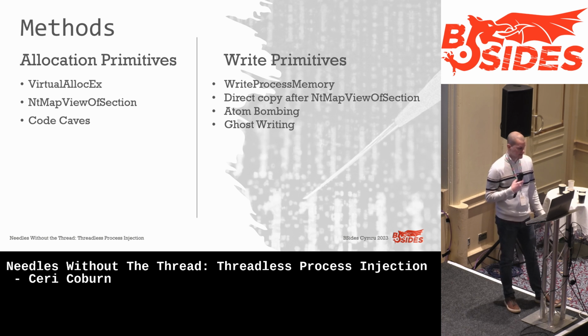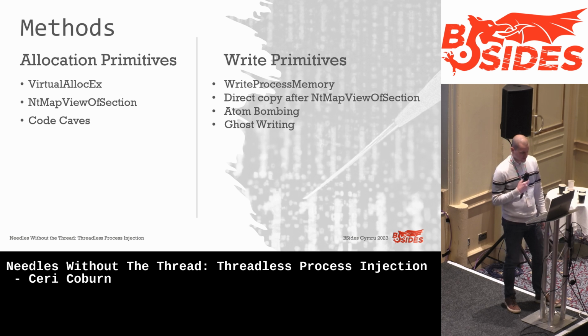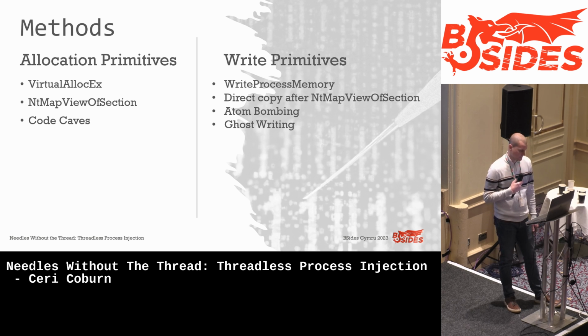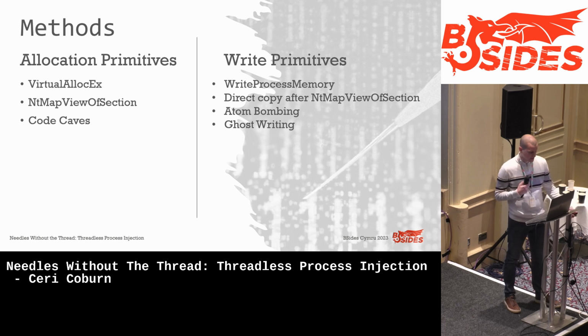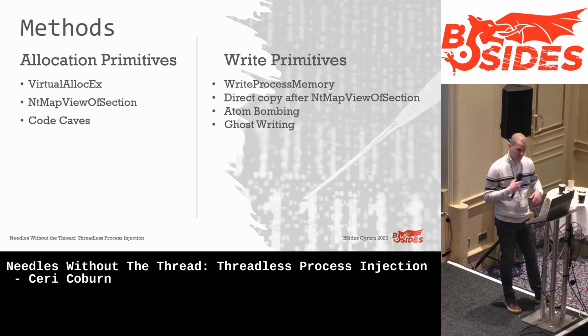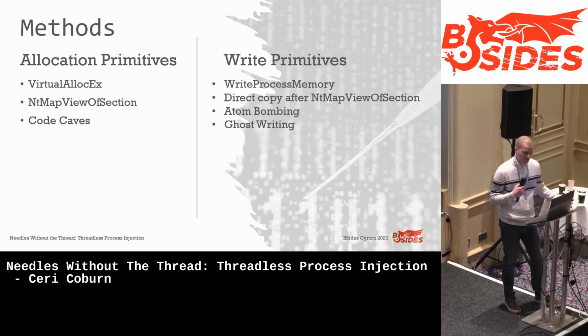So what techniques exist for the various primitives that we need to perform? On the allocation side, there are API calls like VirtualAllocEx. This is what we would say is your vanilla way of allocating memory within a foreign process, and it's quite often used by a lot of injection tools. NtMapViewOfSection is another API call. This is typically used when mapping DLLs or EXEs in memory. You can also have them be anonymous, but it's just another way of allocating memory within that foreign process.